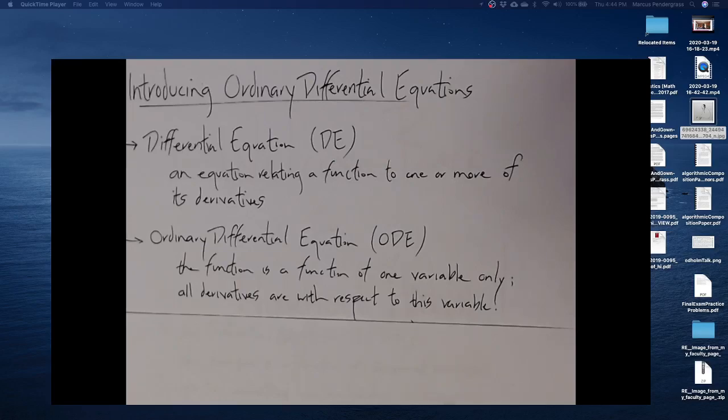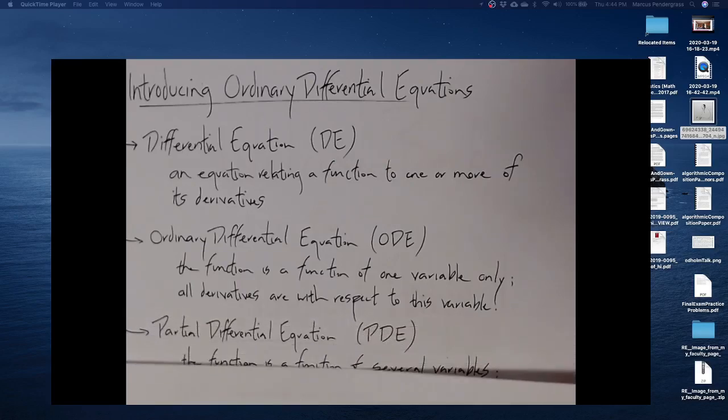Obviously, there are functions that are functions of more than one variable, and derivatives of those kind of functions are partial derivatives. And so differential equations involving those are called partial differential equations, or PDEs. And actually, PDEs are one of the main tools of physics. A lot of the equations describing very basic physical phenomena, like the way that waves would propagate through a medium, or the way that heat would diffuse through a solid, are partial differential equations.